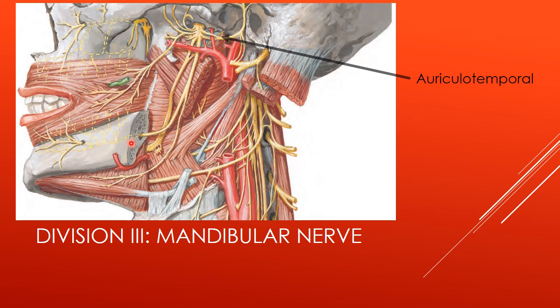The auriculotemporal nerve comes off the main trunk immediately below the skull, turns back to supply pain and proprioception fibers to the TMJ, and to supply the skin of the outer ear and lateral aspect of the skull and the cheeks.